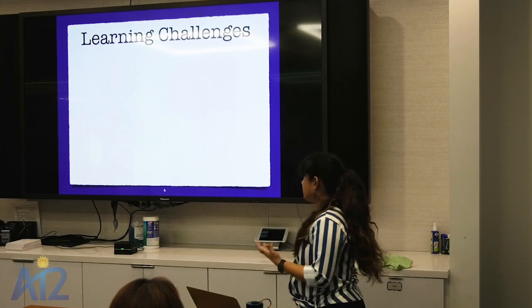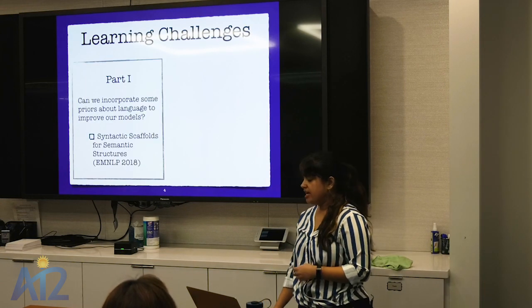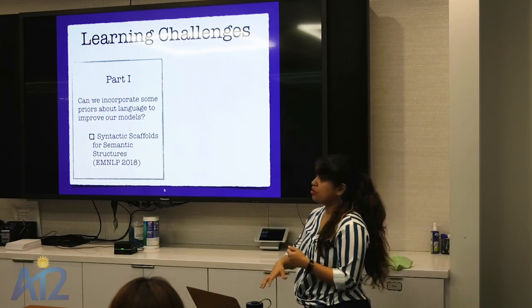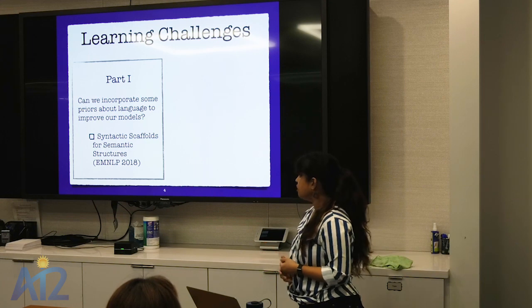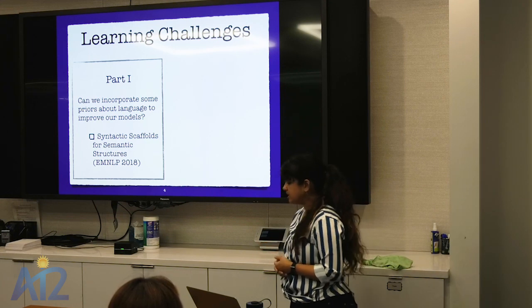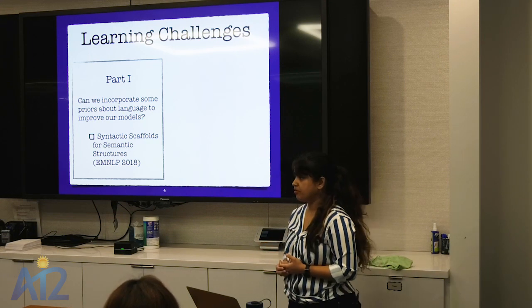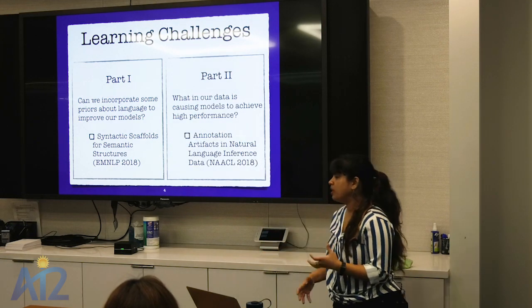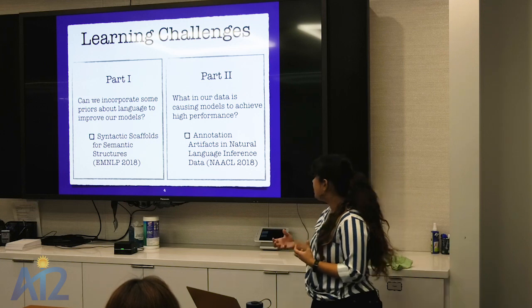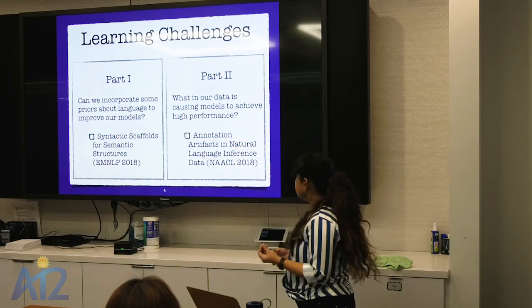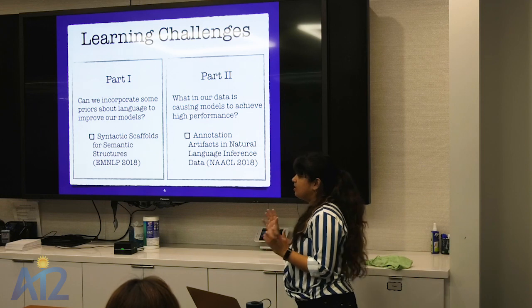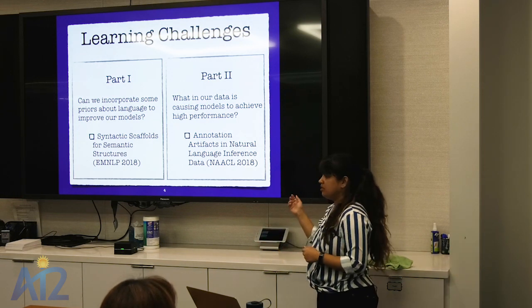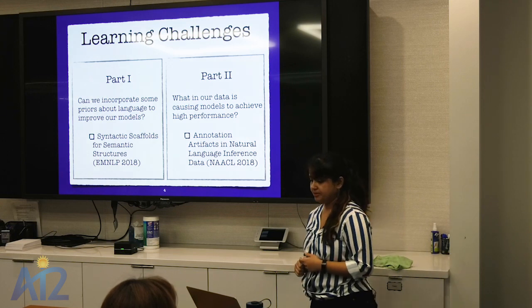So the first of the two learning challenges I am going to look at is, can we incorporate some more prior information about language to improve our model performance? Here I will talk about work from EMNLP last year. And in the second part, we will look at what it is in our data that is helping our models get to their answers, maybe taking shortcuts without doing the actual reasoning. Here I will talk about work from NAACL last year.